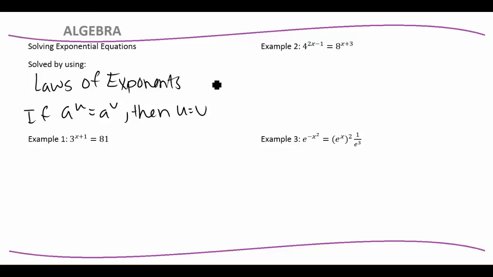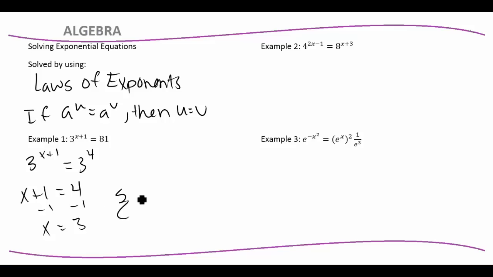Let's start off with example 1. We're going to solve the exponential equation 3 to the x plus 1 equals 81. We want them to have the same base, so we're going to keep the first one, 3 to the x plus 1, and convert the second one to base 3. We know that 3 to the fourth is 81. Now that they have the same base, we can use our property. So we're going to pull out the exponents. x plus 1 equals 4. Now we're going to solve. Subtract 1 from both sides, and we get x equals 3. The solution set is 3.